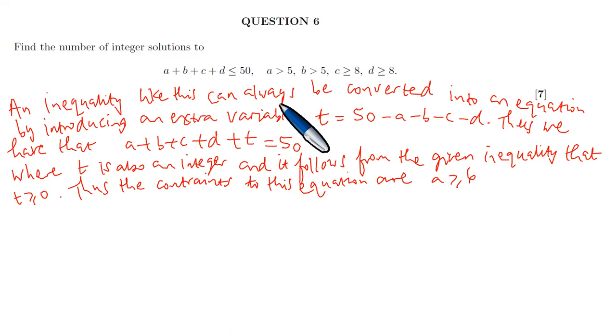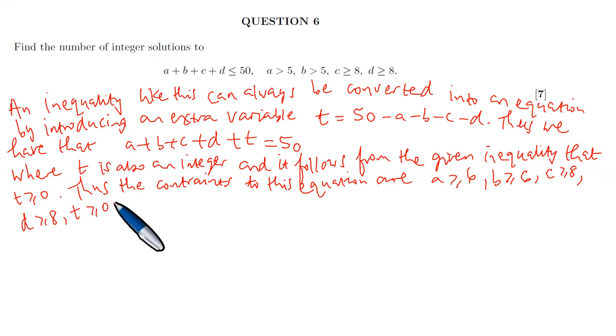And the same applies to B. B is 6 or more. C already has an equality, and D also has an equality. T is greater than or equal to zero. So we have these with equalities now. What was the trick here? These were strict inequalities. A was strictly greater than 5, but now we need to work with greater than or equal to, because we need to know that we're starting from 6 and not from 5. That was the small trick in this question.